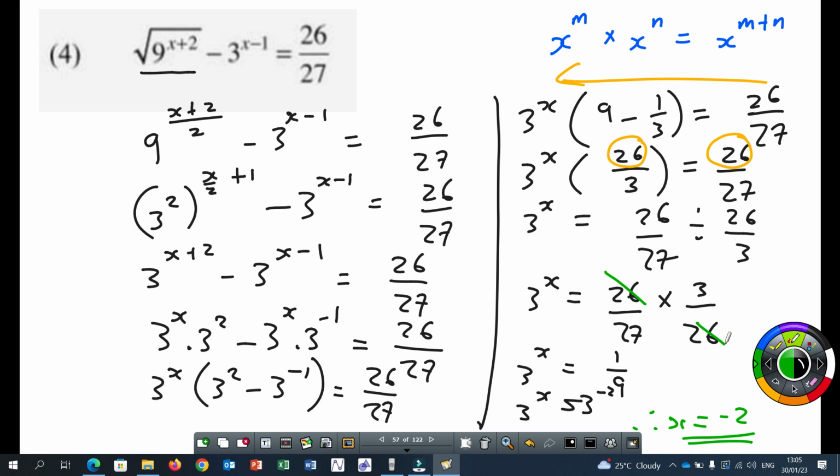Yeah. For the part where you said 3 to the x is equal to 26 over 27 divided by 26 over 3, I had divided out the 3 to the x, and then I got 26 over 3, and then I said 26 over 3 divided by 26 over 3 with the same on the other side. Well, it's the same thing.